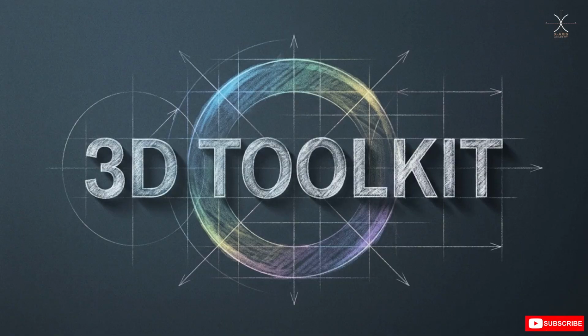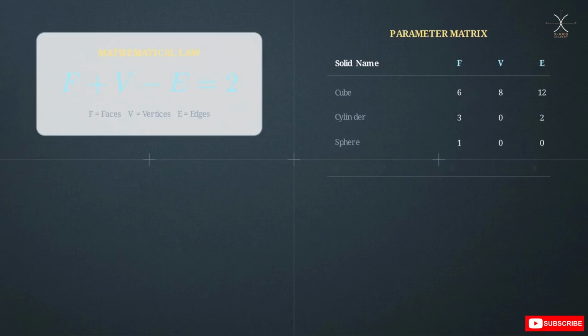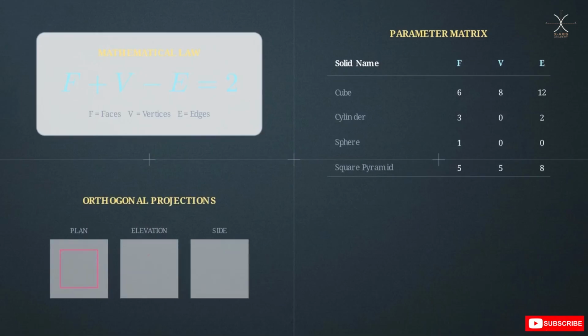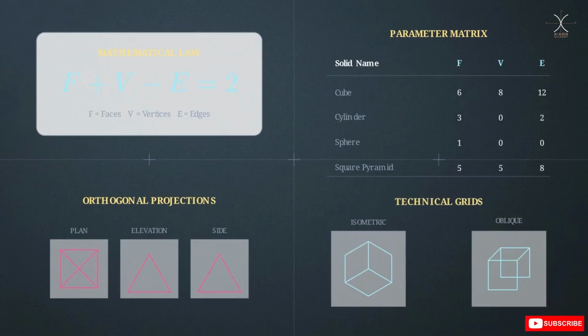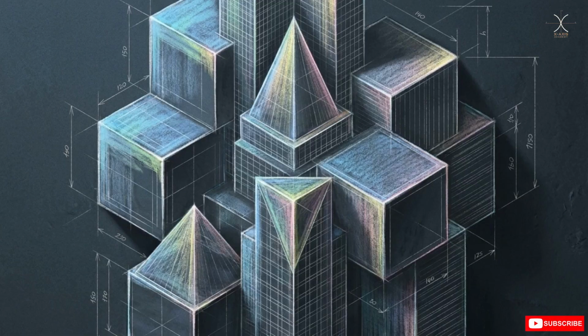Let's align all of these spatial tools together. Every regular solid obeys Euler's law, balancing faces, vertices, and edges. We can chart this data across a complete parameter matrix table. To accurately visualize that data on a flat plane, we deploy standard orthogonal projections alongside calculated isometric and oblique technical sketches. Geometry provides the mathematical link between flat planning and 3-dimensional execution. By coordinating faces, vertices, and edges through precise technical sketches, we can accurately translate spatial concepts into real-world solids.